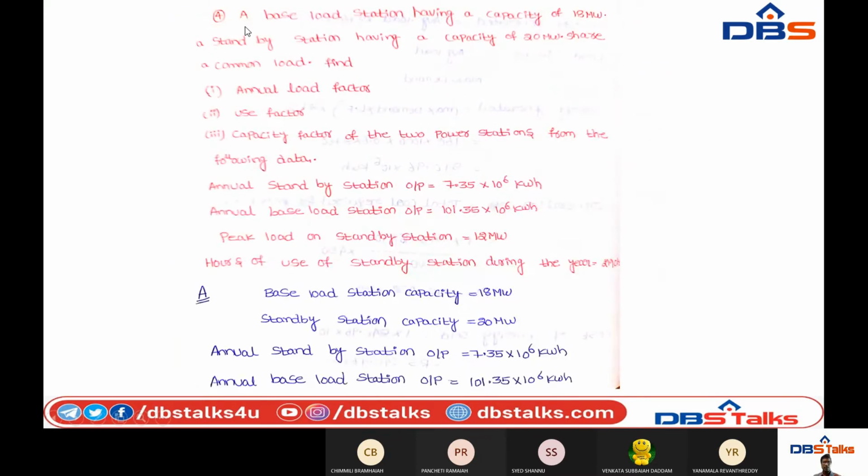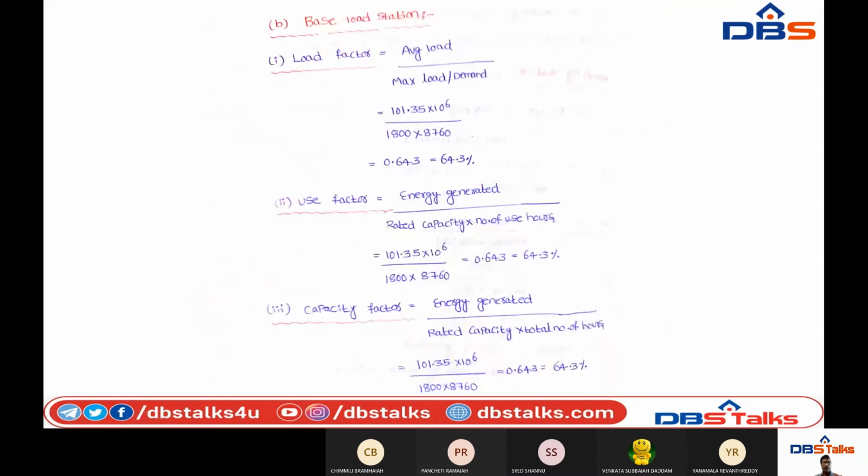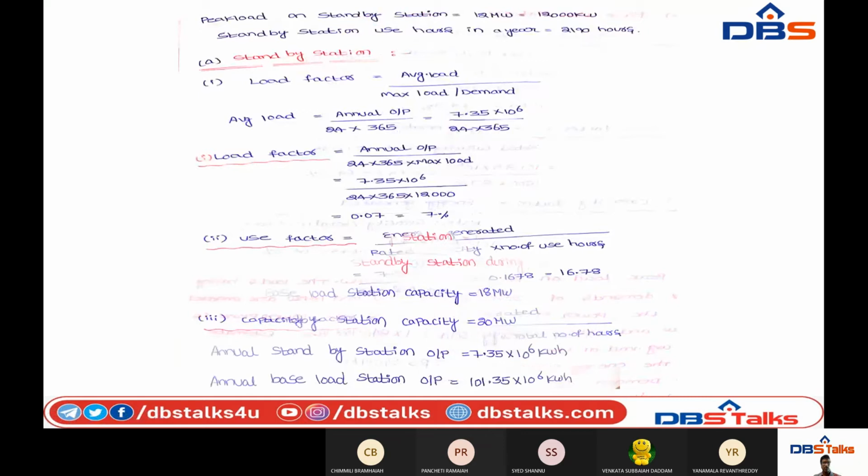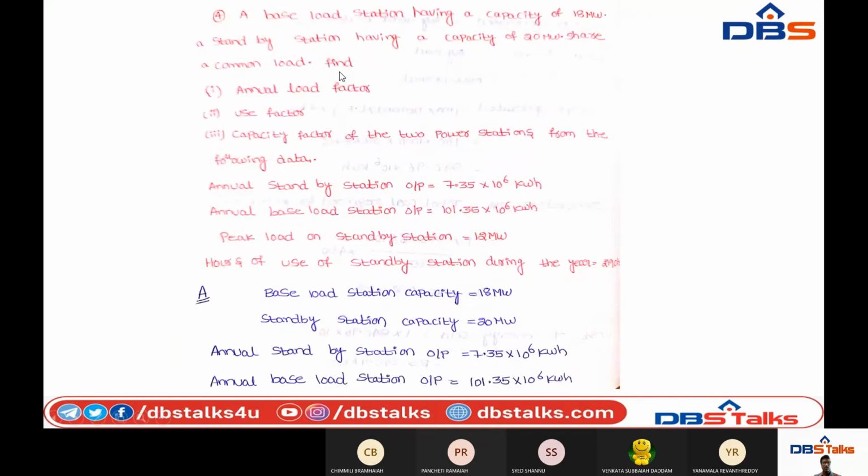After then, the second problem, on a standby station and a base load station. First of all, they gave the data: a base load station having a capacity of 18 megawatt. That means the capacity of the plant is 18 megawatt. A standby station having a capacity of 20 megawatt shares a common load. And then find the annual load factor, use factor, and capacity factor of the two power stations, that means standby and base load.